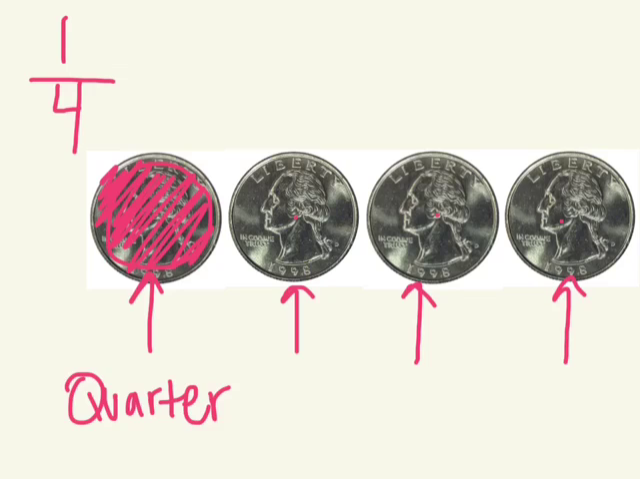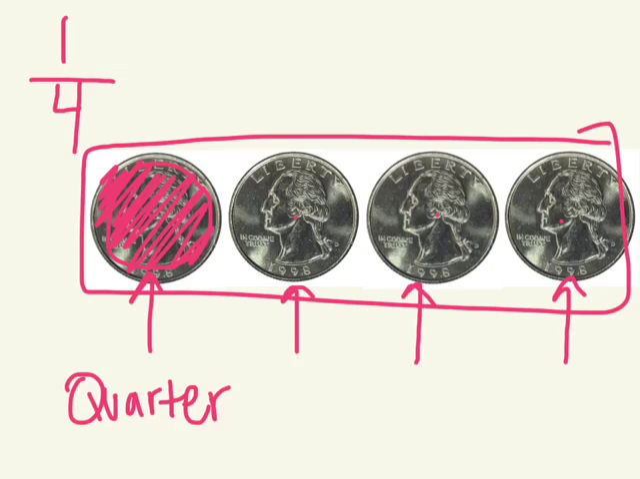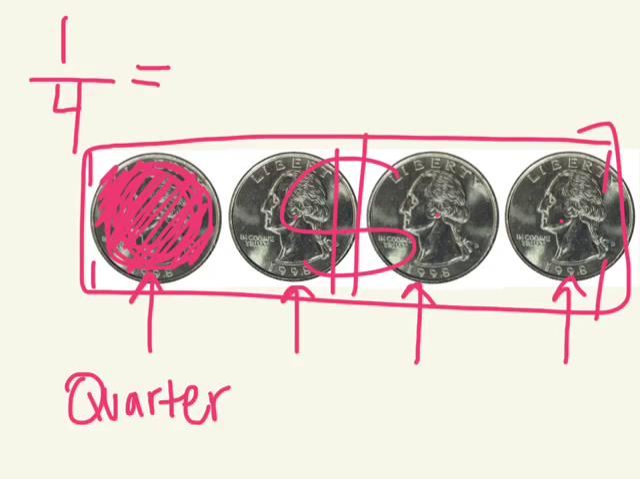Now, if you know money at all, 1 out of 4 quarters, and 4 quarters make up 1 whole dollar. So 1 out of the 4 quarters in that dollar, 1/4 of that dollar is how much money? Write it down. Do you know how much money 1/4 is? 1/4 of a dollar? It's 25 cents, which is 0.25.